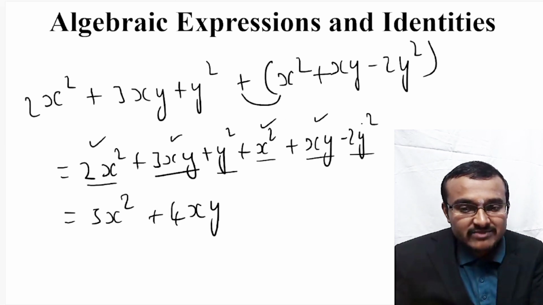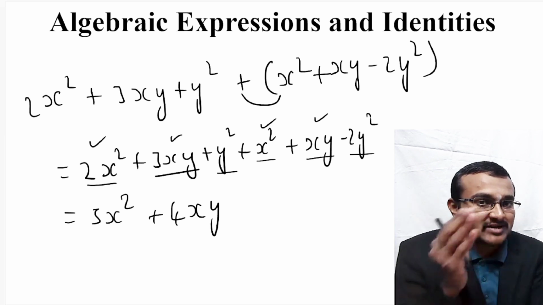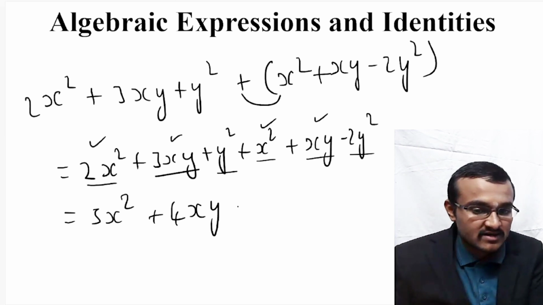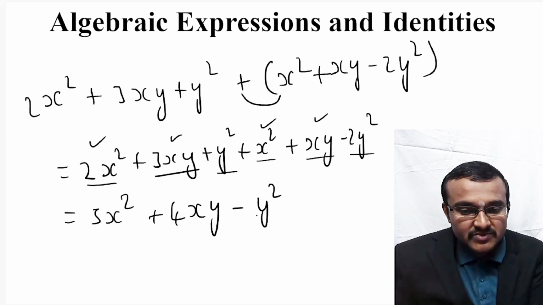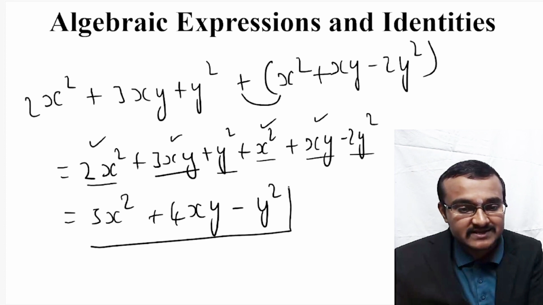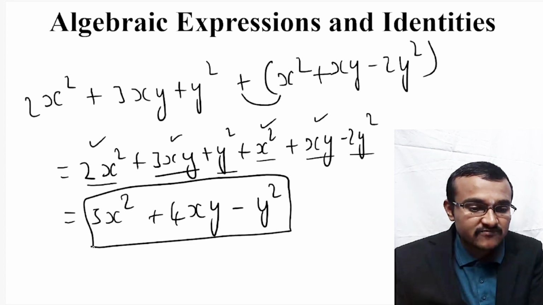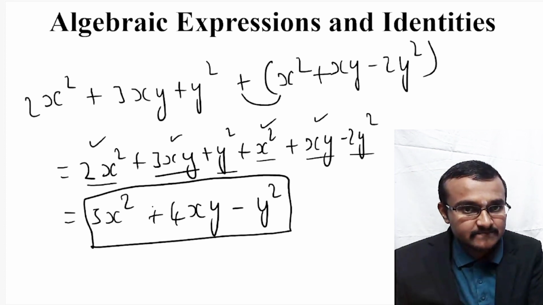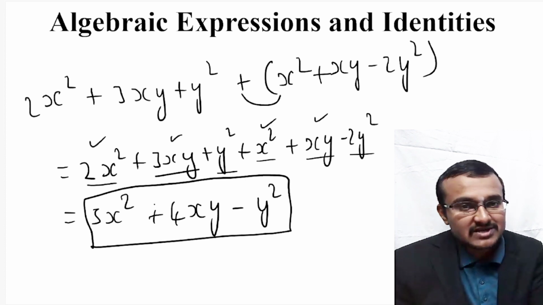When you do y square minus 2y square, that is 1 minus 2, and 1 minus 2 is minus 1. So minus 1 y square, or you can just write it as minus y square. So the answer for this fifth question in this third question is 3x square plus 4xy minus y square. Like this you can solve the other questions as well in this exercise.